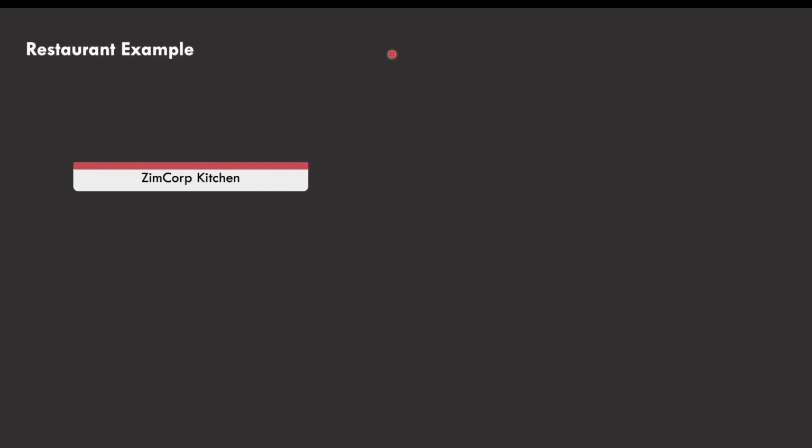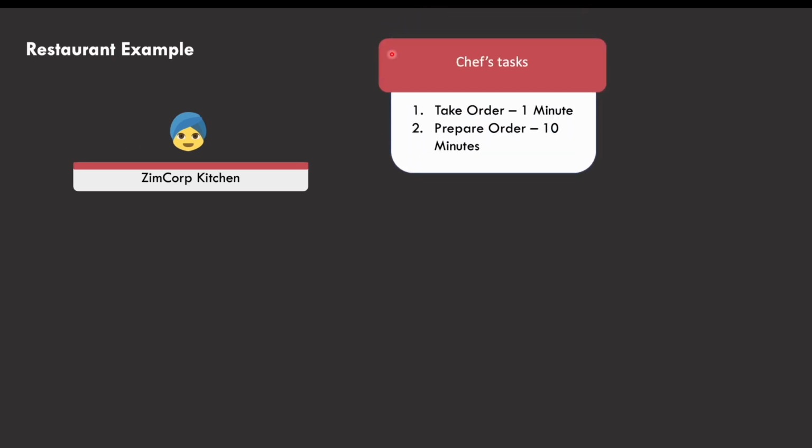To understand concurrency in general, we would like to take a very generic example of a restaurant. So here we have a restaurant example. This is ZimCorp kitchen, the kitchen which can give you any order you like within 10 minutes, right? It takes 1 minute to take the order and 10 minutes to prepare. So we have one chef. These are the chef's tasks. The task is to basically take the order and prepare the order.